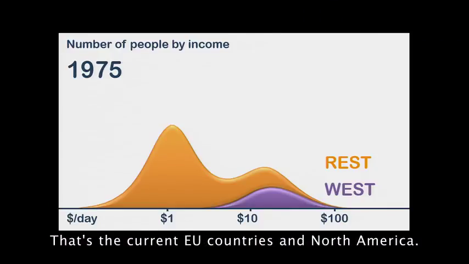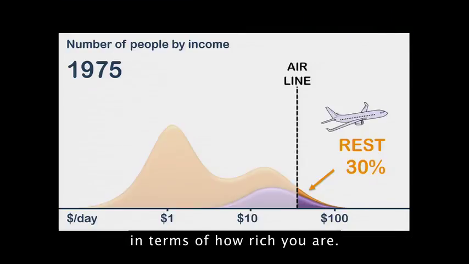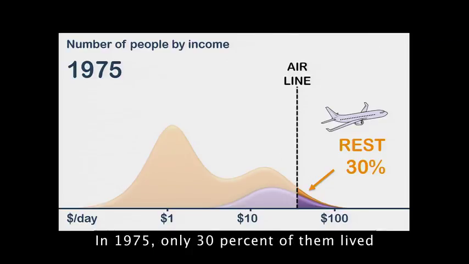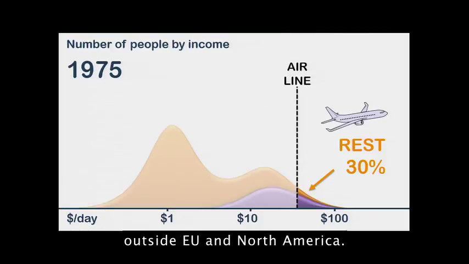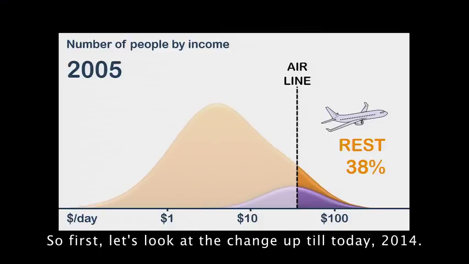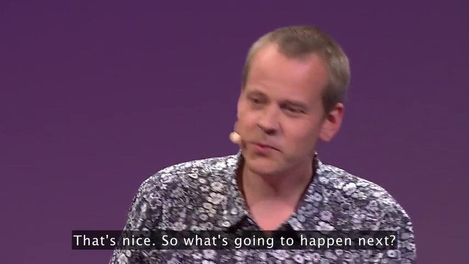We're going back to these 2 humps in 1975, that's when I was born, and I selected the West. That's the current EU countries and North America. Let's now see how the rest and the West compares in terms of how rich you are. These are the people who can afford to fly abroad with an airplane for a vacation. In 1975, only 30% of them lived outside EU and North America. But this has changed, okay? So first let's look at the change up till today, 2014. Today it's 50-50. The Western domination is over as of today. That's nice. So what's going to happen next?